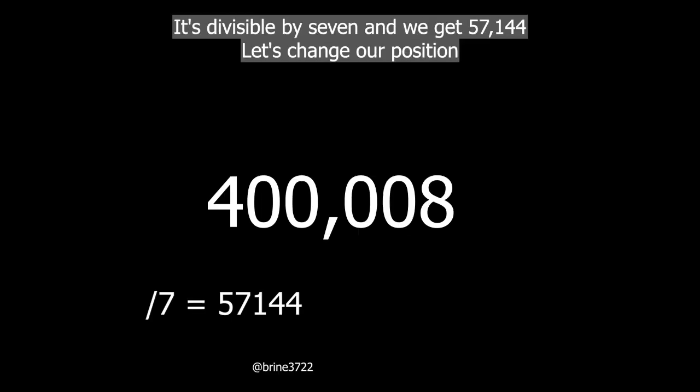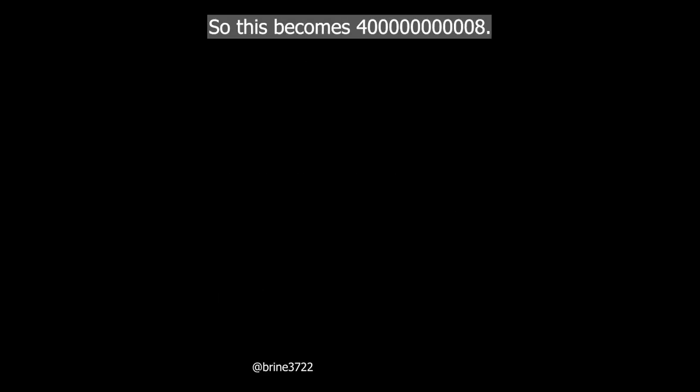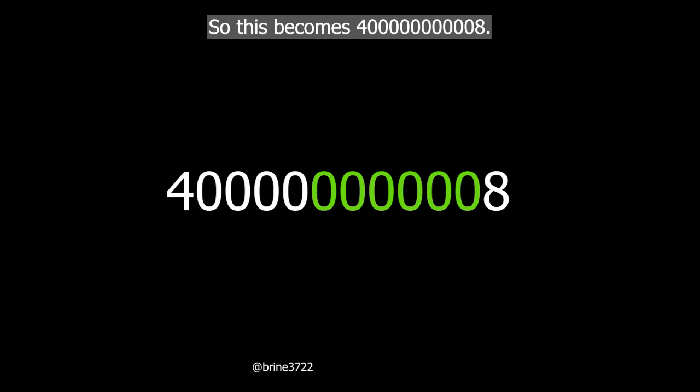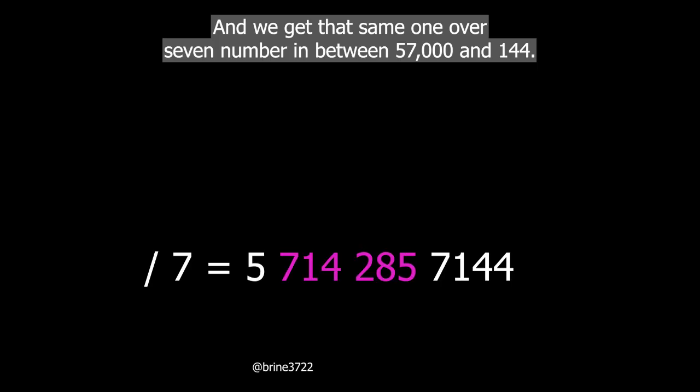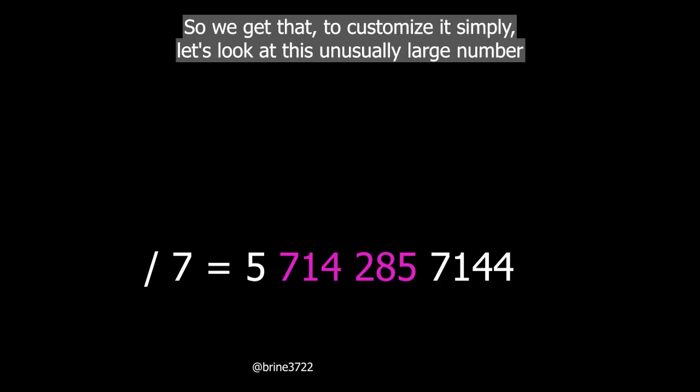It's divisible by 7 and we get 57,144. Let's change our position and add some 7s in between this number. And we're going to extend this again by 6 zeros. So this becomes 4,000,000,000,000,000,000,000,000,8. Divide that by 7 and we get that same 1/7 number in between 57,144. So we get that.